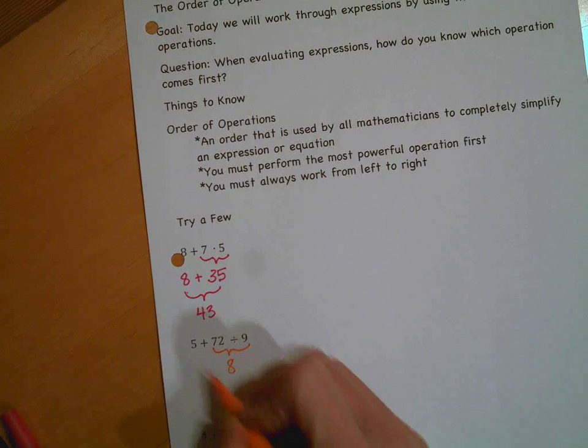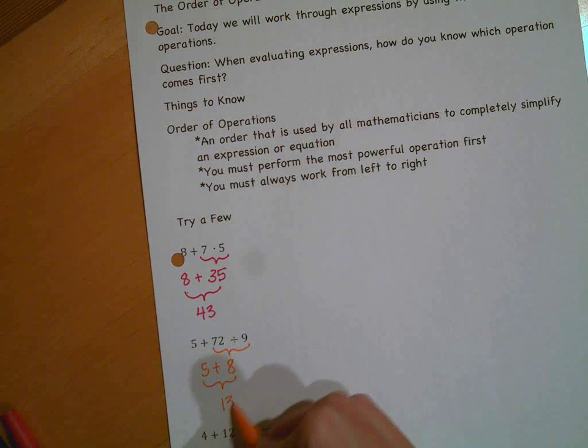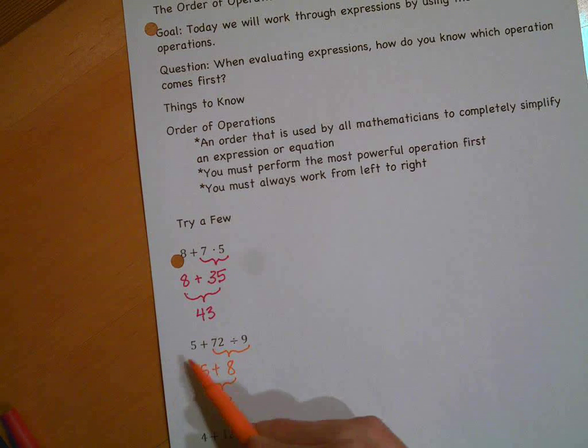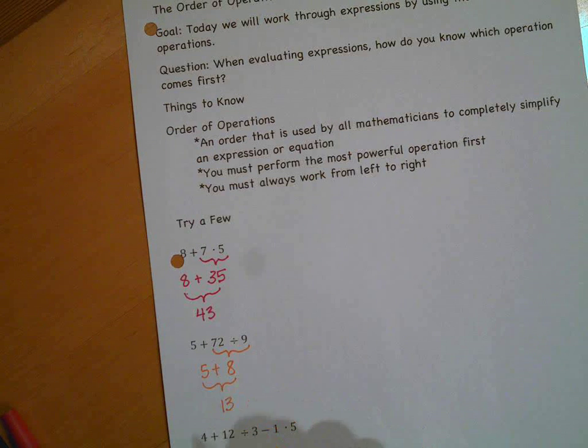I bring down what I haven't done, so I haven't added 5 yet. So now I have to add 5, and 5 plus 8 is 13. So now I can say that 5 plus 72 divided by 9, most simplified, would be 13. Okay? And I do this by following the order of operations, which is what all mathematicians follow.